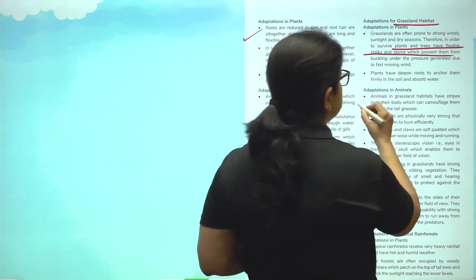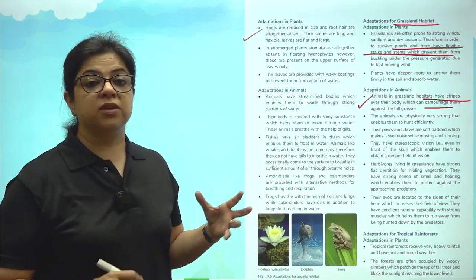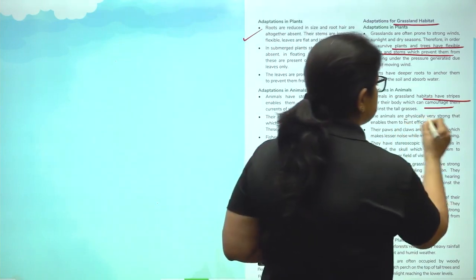What are the animals going to do? The animals will have stripes so that they are able to camouflage. They'll be very strong runners. So physically, they have to be very strong.